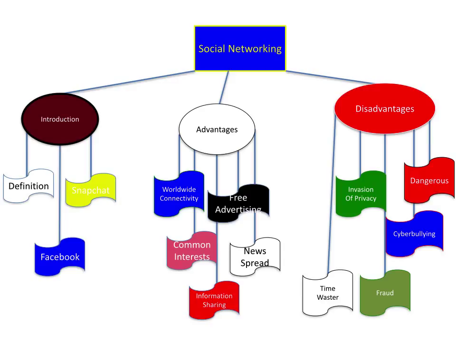This slide right here, as you can see, is my layout for social networking. At the top, I have my topic, and I have it in the colors of blue and yellow for the two things that I'm most associated with in social networking, which is Facebook for the blue and yellow for Snapchat. And then underneath that, as you can see, I have three subtopics. I have introduction, advantages, and disadvantages.